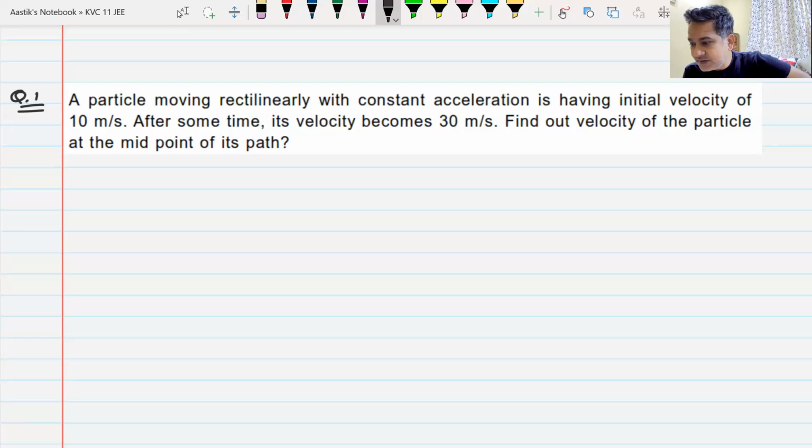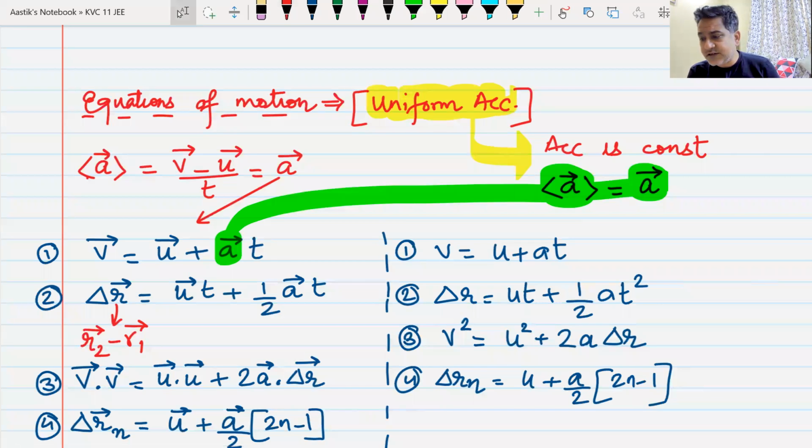Yes, kids. Anyone with an answer? Which equation are we going to use here? I hope we recollect the 4 equations that we had discussed. Do we recollect those 4 equations? These are the 4 equations that we had done.